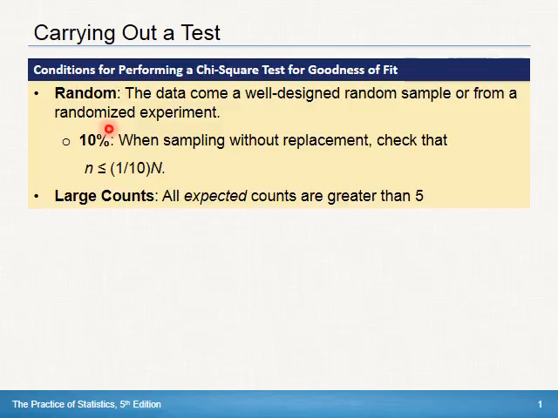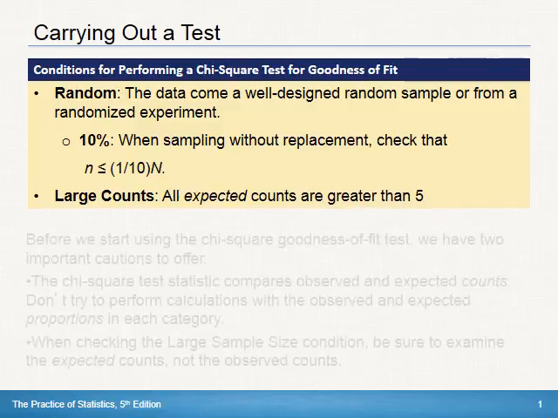And the 10% rule, just like before, when sampling without replacement, we have to check that n is less than or equal to 10% of the entire population. And then don't forget that when we're doing chi-square, all expected counts have to be greater than 5. If they're not, then you cannot carry out the test.